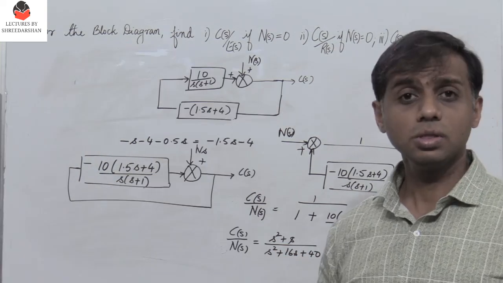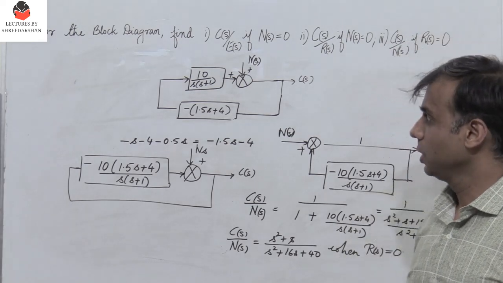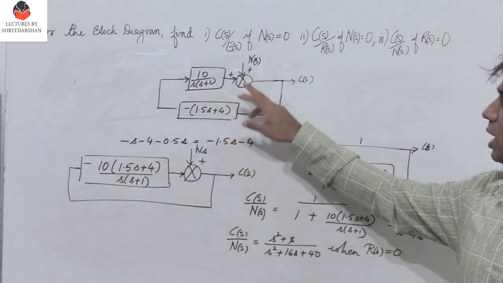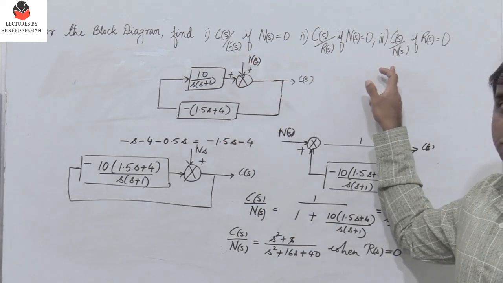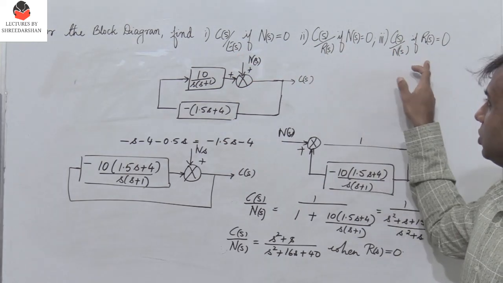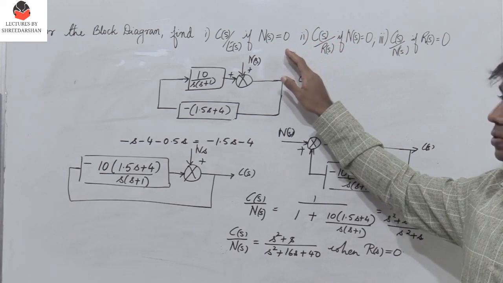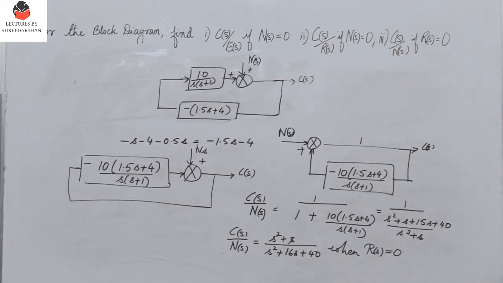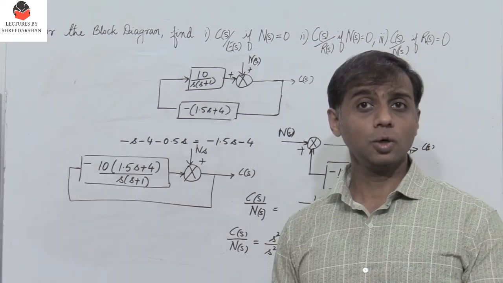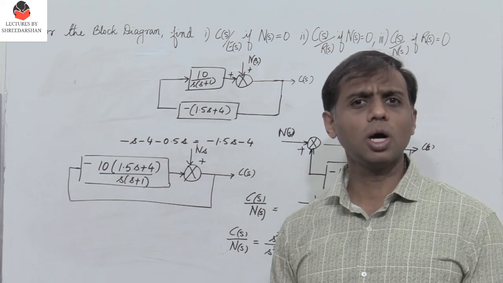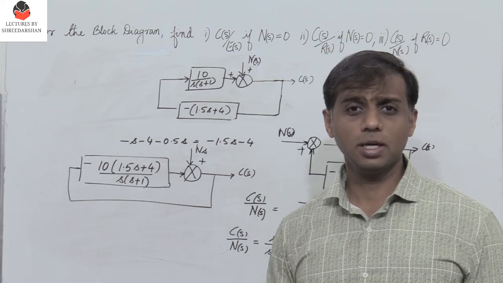So this was a fairly interesting problem where given a block diagram you had to find three different expressions with three different values being equal to 0, right? In the first two cases, of course, it was n of s equal to 0, and in the third case it was r of s is equal to 0. So I hope this problem has given an insight as to how block diagram simplification can be done.